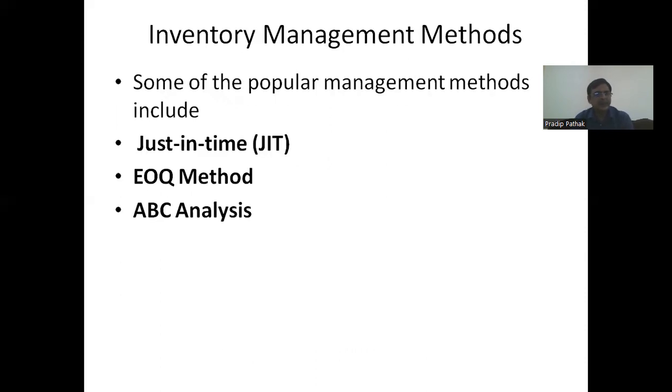So these are some of the most popular, although there are many others. These are the most popular and implemented in business in practice. The first is just in time, the second is the EOQ method, and the third is ABC analysis. So let us see what just in time is. Just in time is where we are very optimal, and we are just procuring the inputs as per the requirement. We are taking a lot of chance in that.